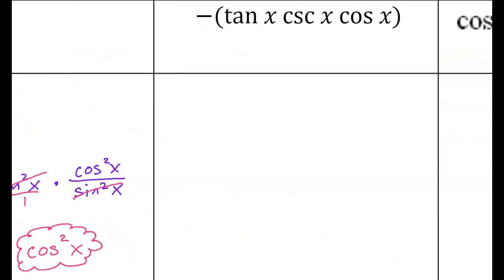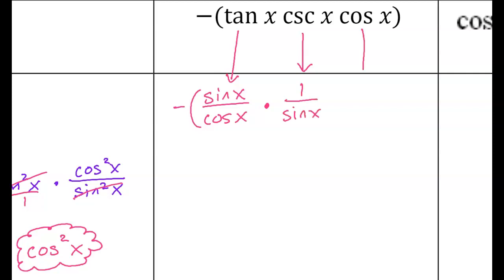Okay, almost done. Second to last one. So here I have negative tangent of x times cosecant of x times cosine of x. Solid move to make: rewrite tangent as sine over cosine, and also rewrite cosecant as the reciprocal. So negative tangent of x can be rewritten as sine of x over cosine of x. Cosecant of x can be rewritten as 1 over sine of x. And we'll leave cosine alone because it's as simplified as it can get, and it's over an invisible 1.